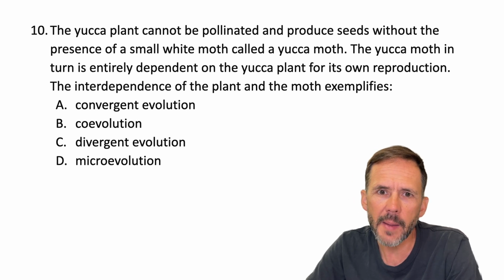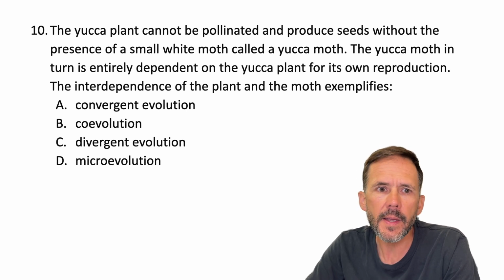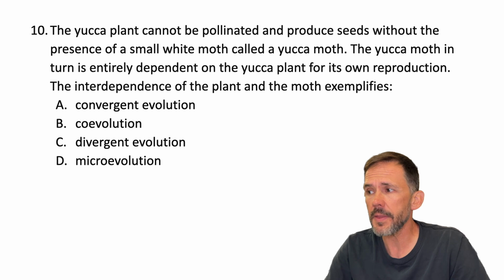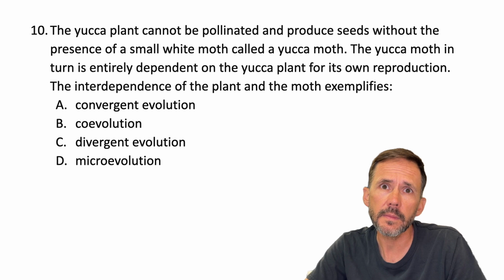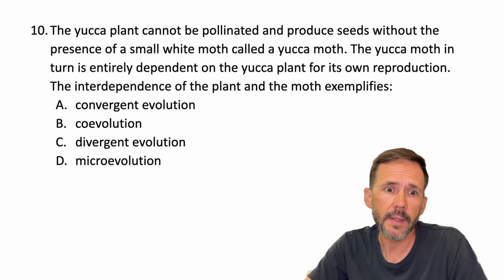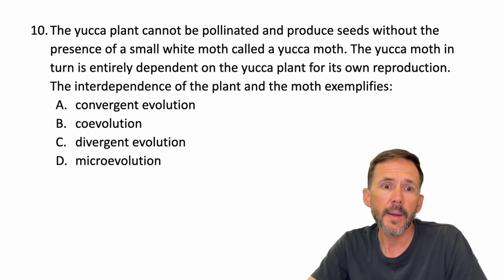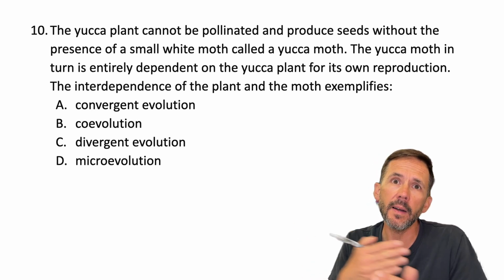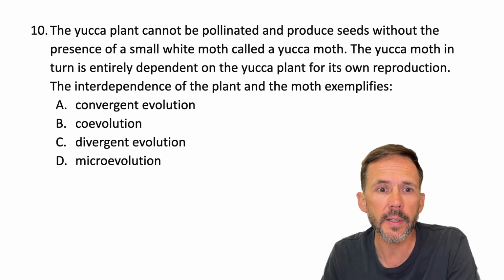All right, the yucca plant cannot be pollinated and produce seeds without the presence of a small white moth called the yucca moth. The yucca moth, in turn, is entirely dependent on the yucca plant for its own reproduction. The interdependence of the plant and the moth exemplifies. The answer here is coevolution. Both this plant and this moth are on their own evolutionary pathways, but these pathways are integrated and intermingled and codependent. So this is coevolution.